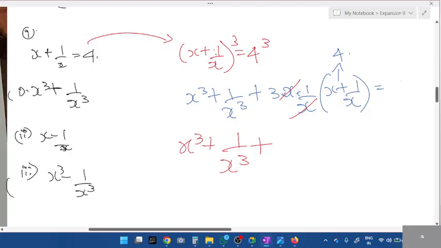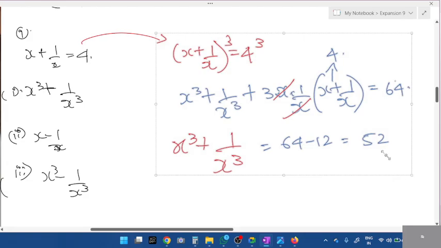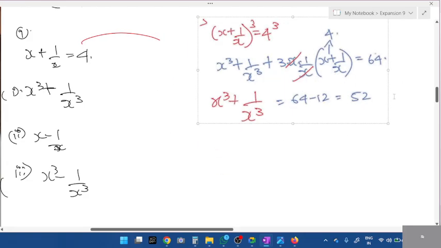12 goes to the other side and becomes minus 12. How much is 4 cube? So 64 minus 12. What's the answer, students? All of you got 52 as the answer. 3 fours are 12. 52.